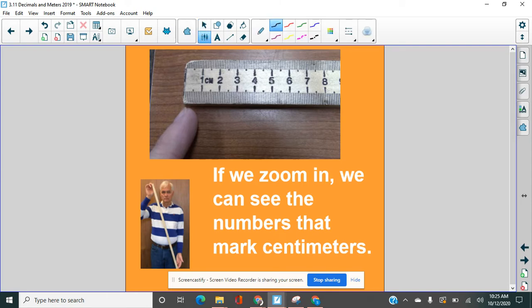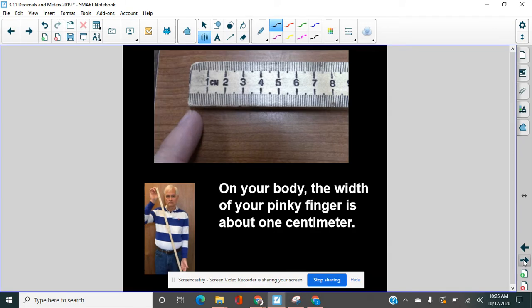Now, what's the trick? It's easy to remember. Cent. You know how many cents are in a dollar, right? Cent. A penny is 1 cent. There's 100 pennies in a dollar. A centimeter, there's 100 centimeters in a meter, right? It's just the same thing as money, which is going to lead us into decimals in just a little bit.